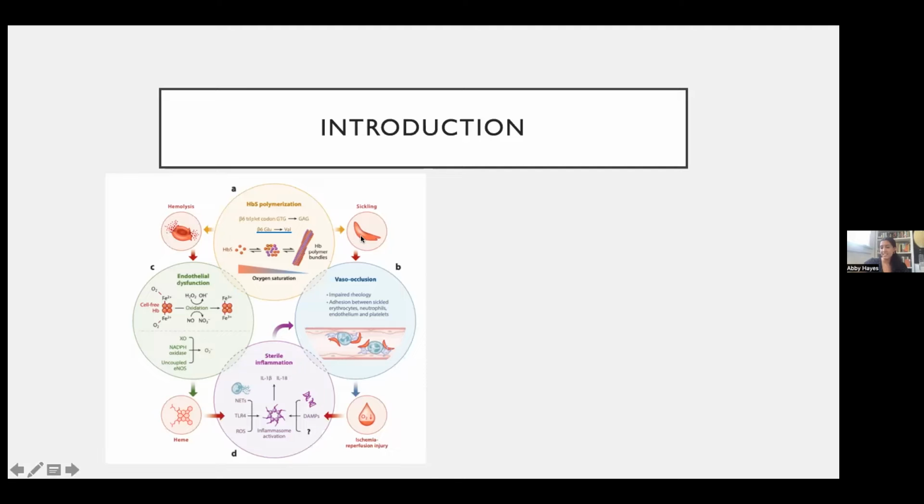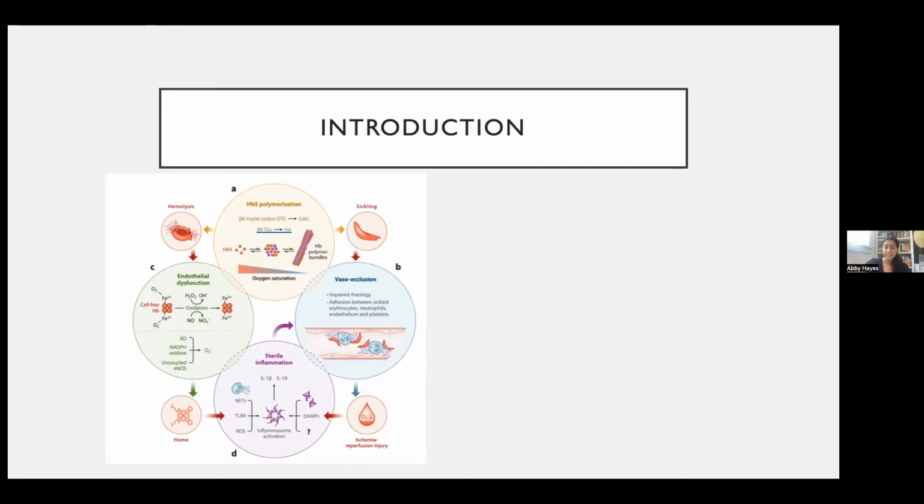And then these sickled cells can obstruct blood flow, which in turn can cause vaso-occlusive crises, or VOC, which are the most common manifestation of SCD. And these sickled cells block blood flow by sticking to the neutrophils and platelets and the endothelium. And it just makes it a lot harder for blood to flow, as you can kind of tell from that portion of the graphic.